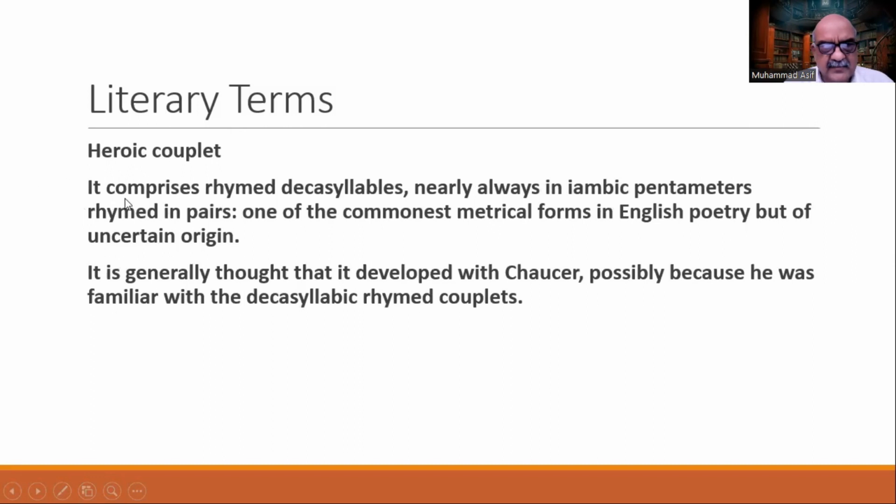Heroic couplet, it comprises rhymed decasyllables, nearly always in iambic pentameter rhymed in pairs, one of the commonest metrical forms in English poetry but of uncertain origin. It is generally thought that it developed with Chaucer, possibly because he was familiar with the decasyllable rhymed couplets.